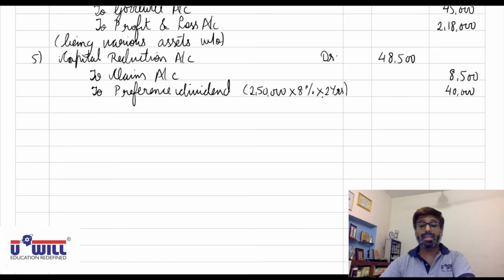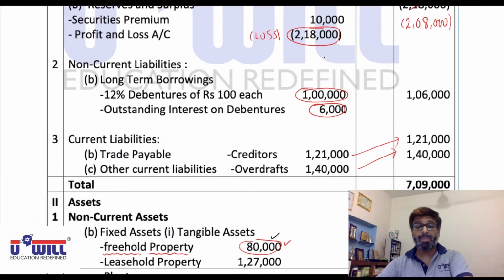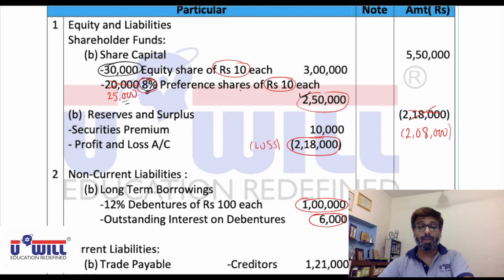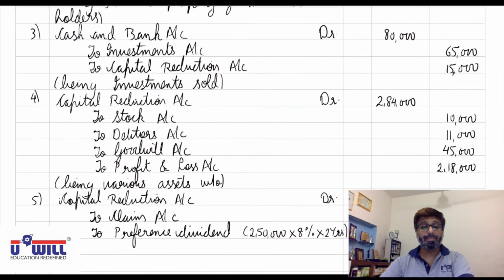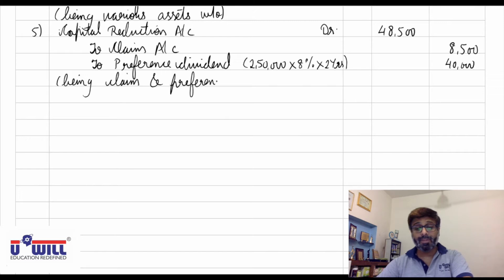Okay, you all can see here 2,50,000 of preference shares into 8% of preference dividend, and for 2 years, so into 2 years, being claim and preference dividend provided. Right now we have provided that. We have created the liability. So being claim and preference dividend provided.